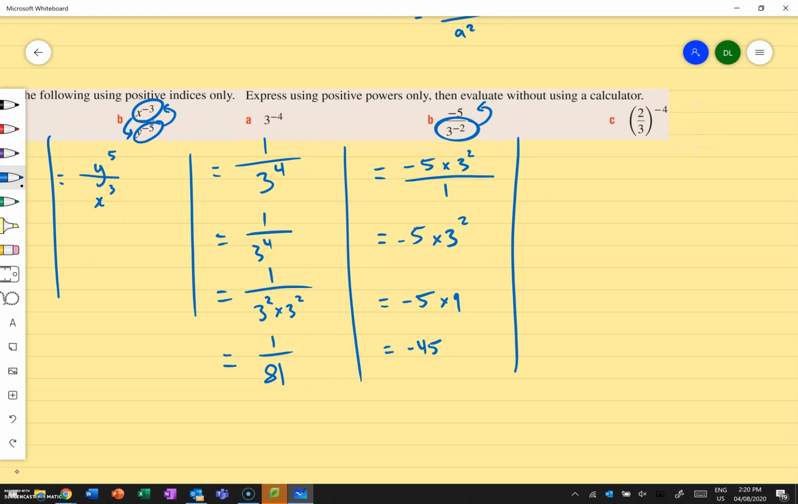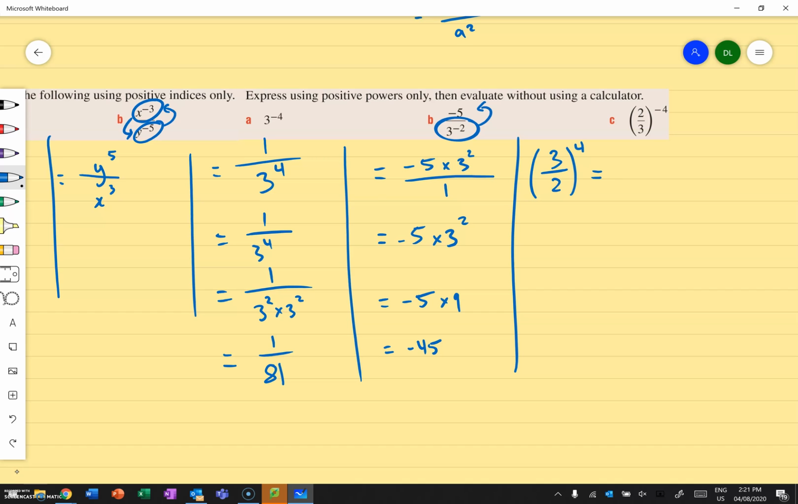Alright, last one. This one's a little bit more difficult. I need to go ahead and use my index laws from the last lesson. So I know that it's to the power of negative 4. And once again, I'm finding the reciprocal, so I'm flipping the fraction. Okay? So it's the same. This one over here. Oops. This would be the same as if I flip the fraction, so I get 3 over 2 instead of 2 over 3. And then I make it all to the power of a positive 4.